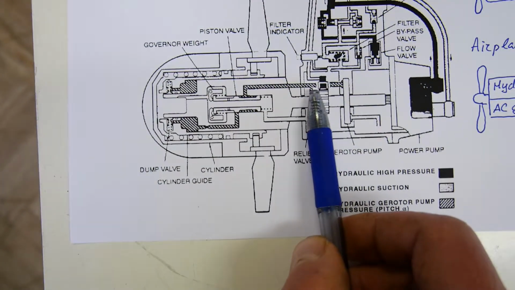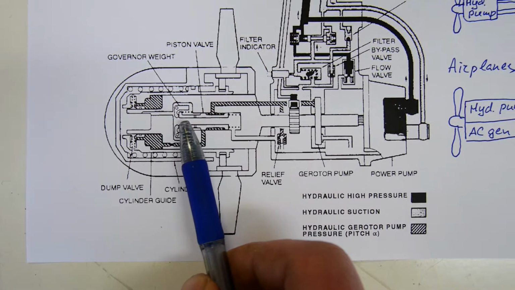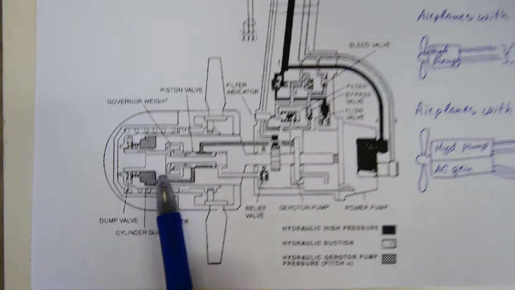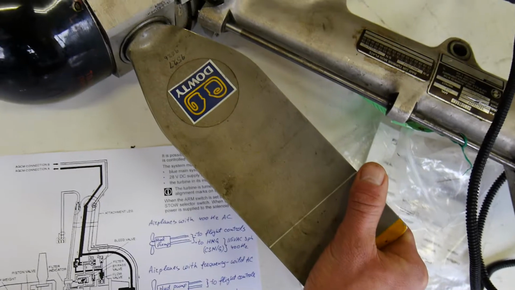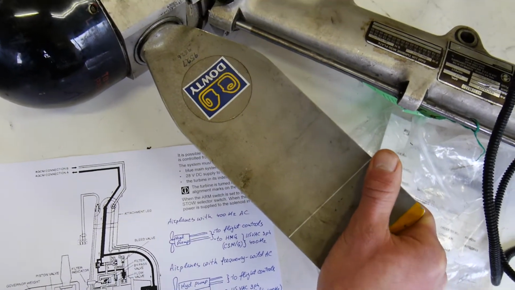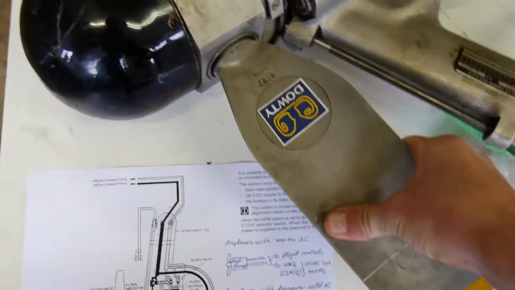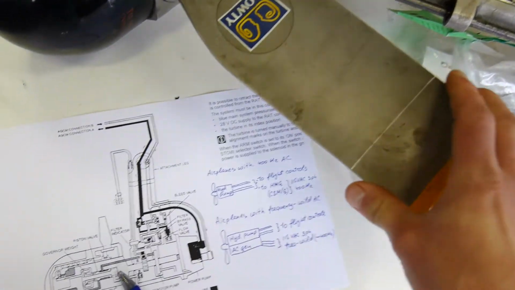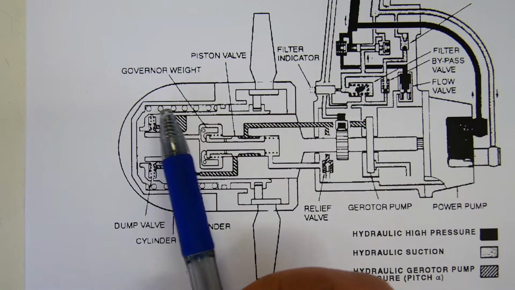So further, this oil is used to move the piston, which is inside the propeller hub, which is here. And this piston can adjust the alpha angle of the blades. So if I try to move it manually, I will not be able to do this, because the blades are spring loaded.